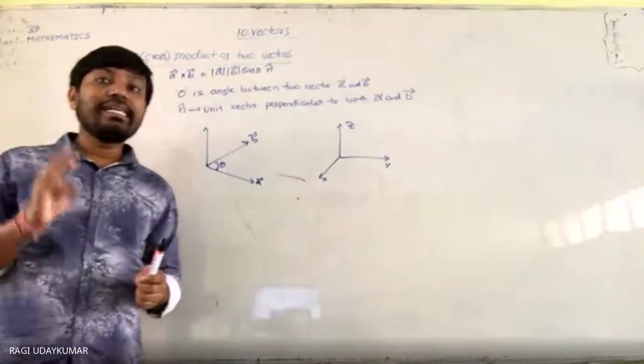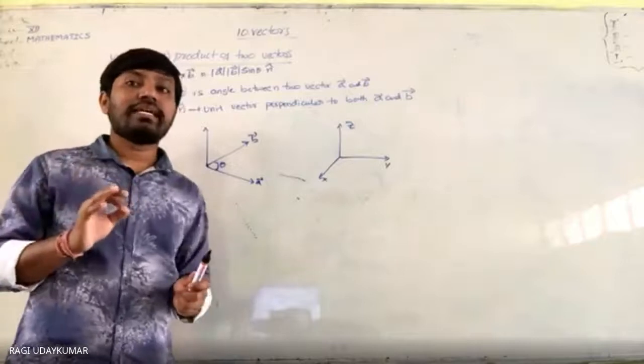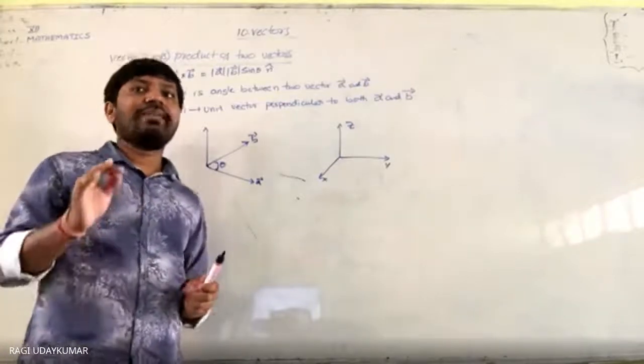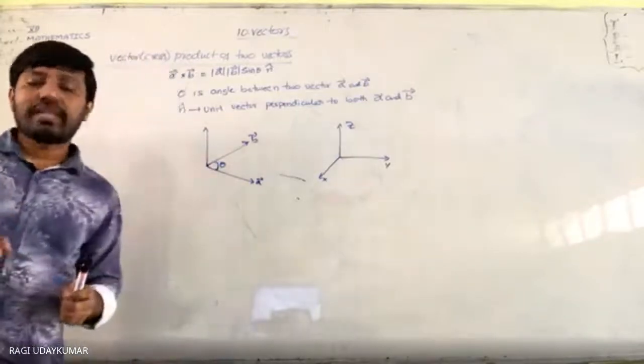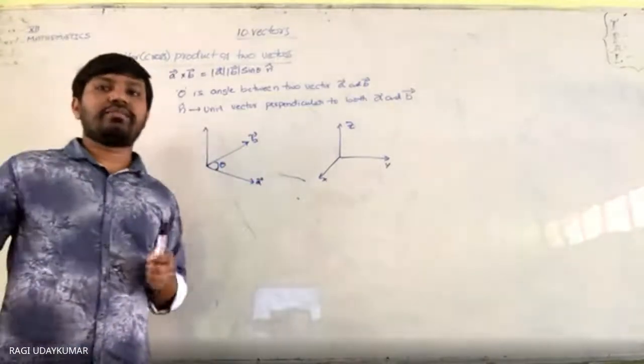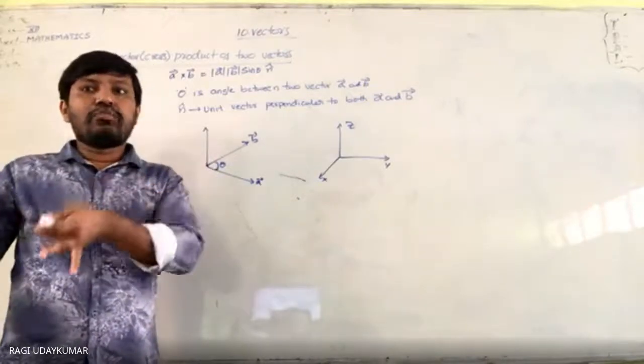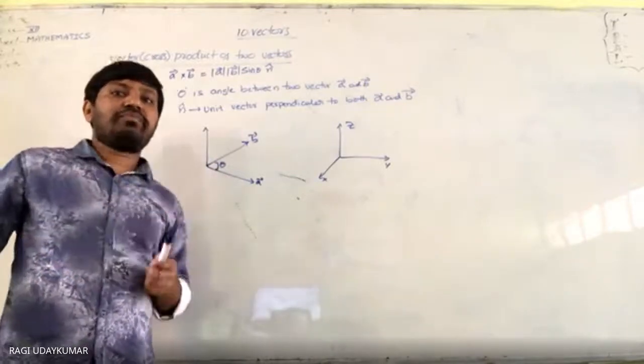So that these three form a right-handed system. We call it a right-handed system. Right-handed system is nothing but, whenever you take the three vectors into consideration, the system is rotated about A bar and B bar moves in the direction of B bar.